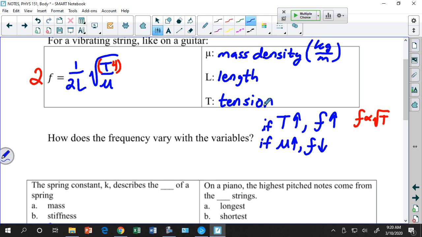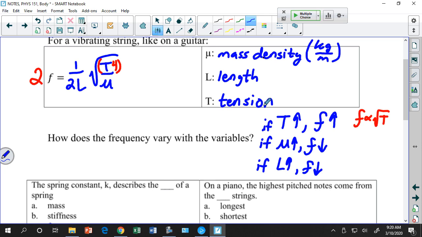So like a bass guitar, for example, those strings are a lot bigger, just bigger around, than they are on a 6-string guitar. And likewise on a piano, the lower strings are much bigger in mass density, also in length. Who said length? Brittany? Yeah, they're also longer, you're right. But they have a much larger mass density. So if mu goes up, the frequency goes down. And then also if the length goes up, the frequency also goes down. So understand how those variables are related to one another.